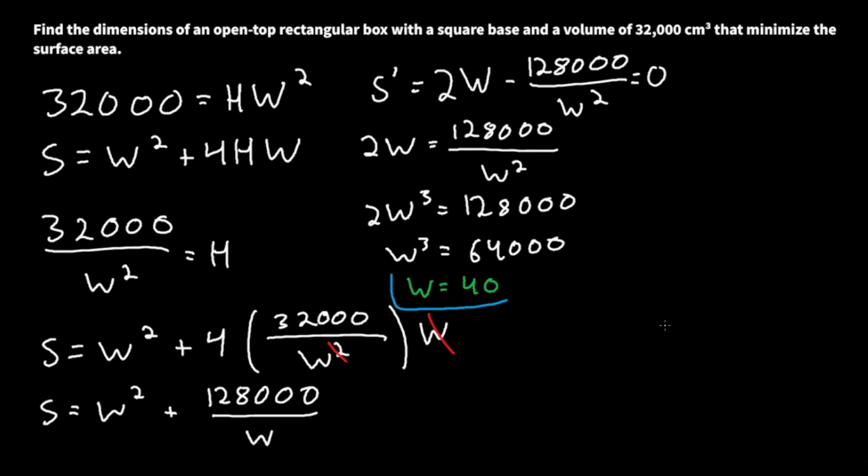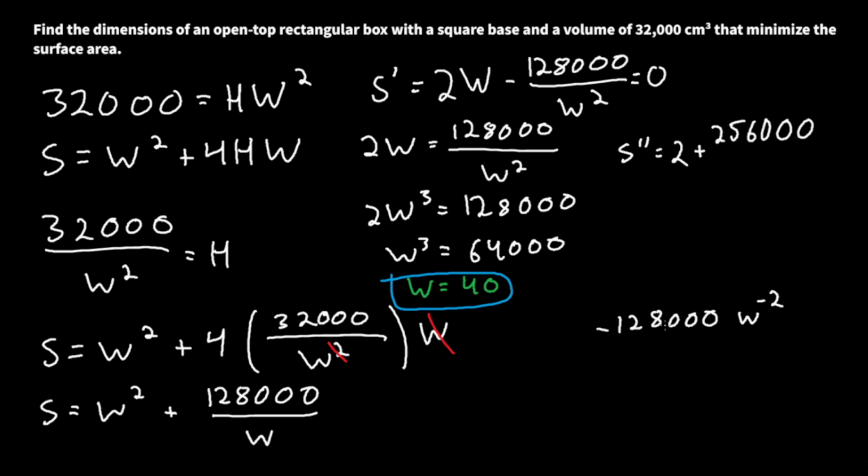Second derivative of your first derivative. Okay, so S double prime is equal to 2 plus 256,000 divided by width cubed. Simply a derivative using power rule, and all we need to do is see what the value of the width is when it is 40.